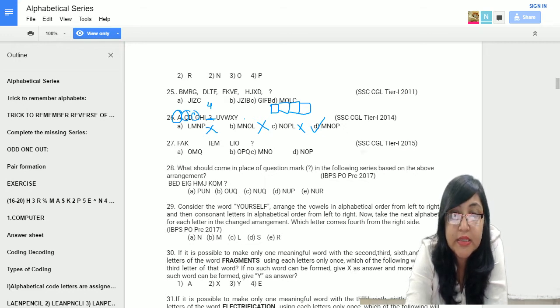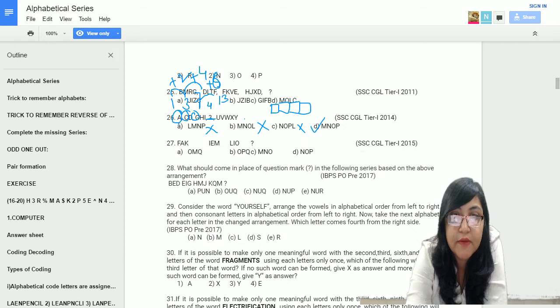So what it is, A is 1, C is 3, so it is plus 2. Now G is 7, so this is plus 4. So this should be plus 6. Okay, so 7 plus 6 is 13.